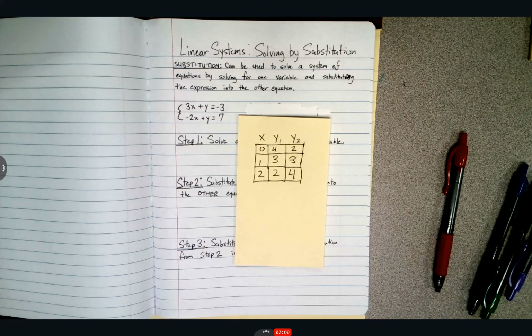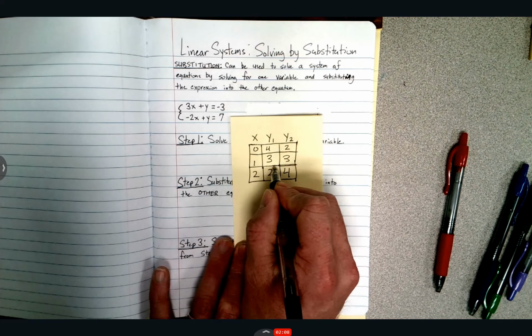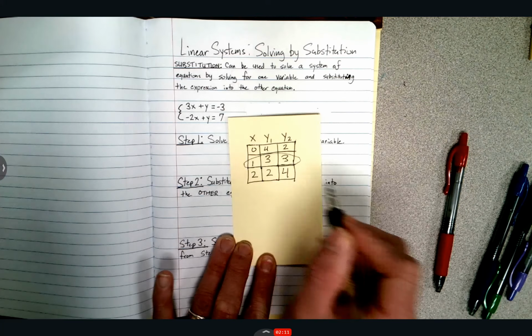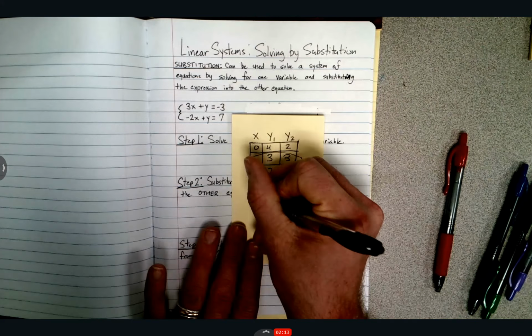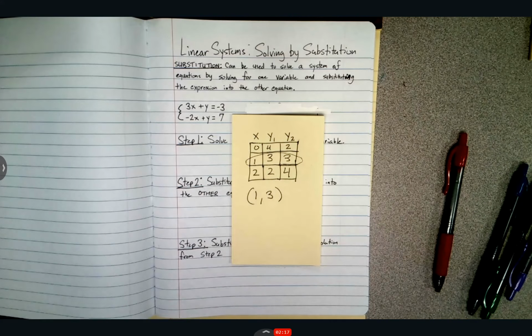The table method isn't really good for finding your solution to a system of equations, but you should at least be able to identify when they show you a table that this is my solution, 1, 3, x is 1, y is 3, because for the x value 1, y is 3 for both. So graphing and tables are the two methods we've already learned about how to solve linear systems. Any questions about that method?